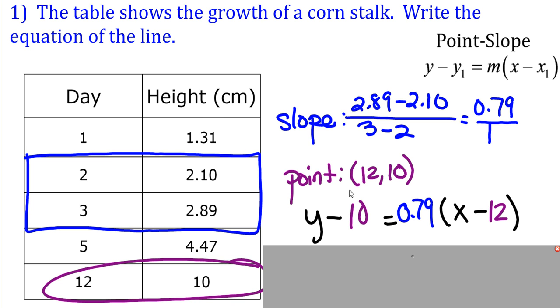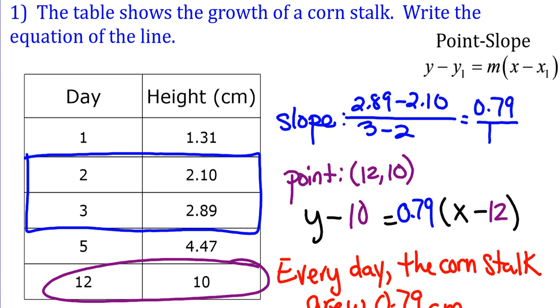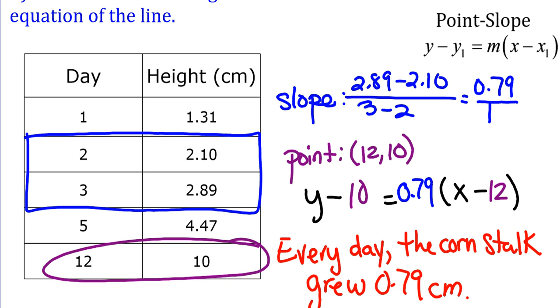The y value would be substituted here. The x value would be substituted here. They would remain subtractions because none of these values are negatives, and it would still be the equation for your line. And again, what is this telling us? The slope of 0.79 is the change of the height in centimeters for every 1 day that goes by. So the meaning of this is every day the corn stalk grew 0.79 centimeters.